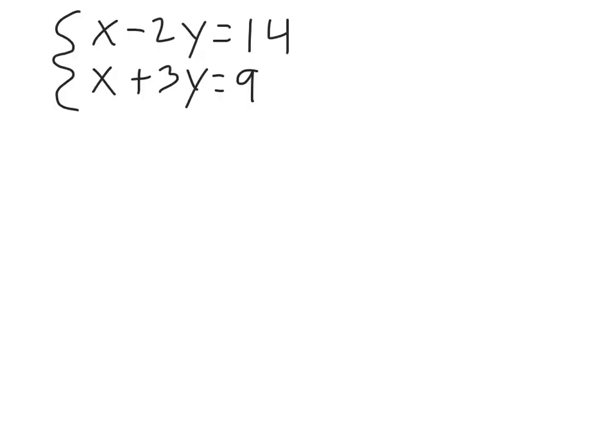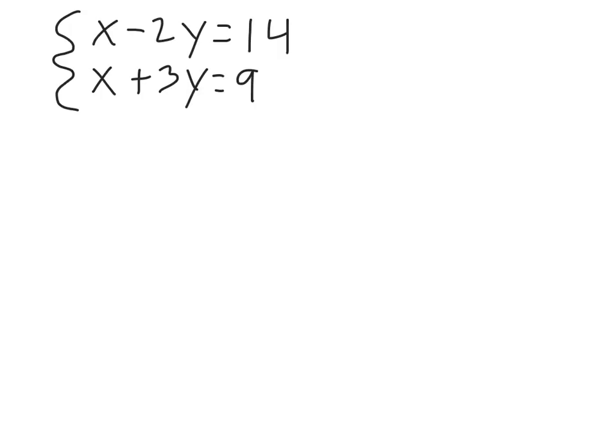Let's get started. Alright, so in here we have x minus 2y equals 14 and x plus 3y equals 9. The first step in substitution is to solve one of the equations for a variable. So we want it to say x equals or y equals. We pick one of the equations, it doesn't matter which, although oftentimes one is easier than the other. But in this case, I actually think both of these have equal difficulty.